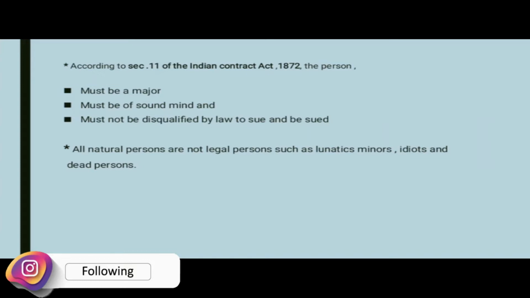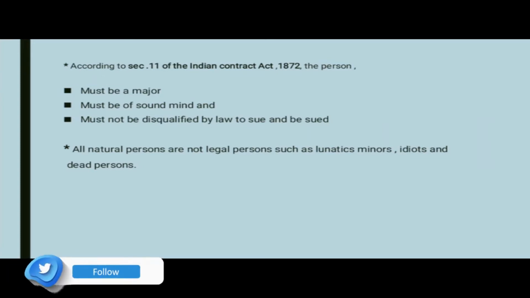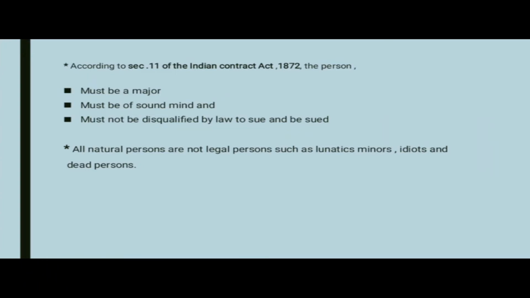It is to be noted that all natural persons are not legal persons. Lunatics, minors, idiots, or dead persons are not considered legal persons. This is because in ancient times, Hindu law disqualified persons having disabilities such as blind, deaf, dumb, or insane persons, or those who had lost limbs. And in the modern era, lunatics and infants have only a restricted legal personality. So it must be noted that all natural persons are not legal persons.